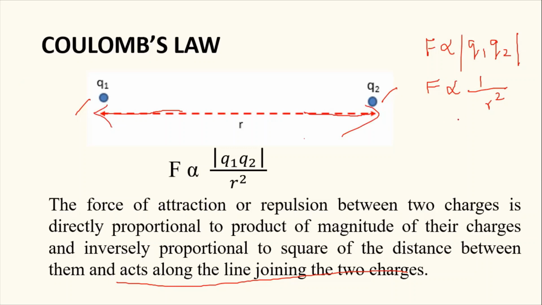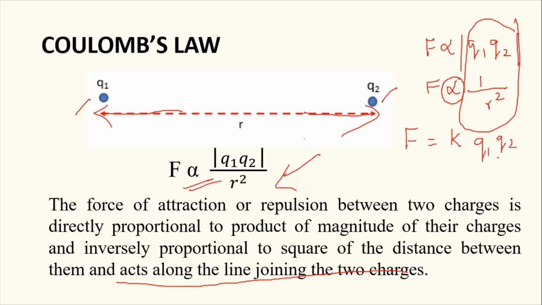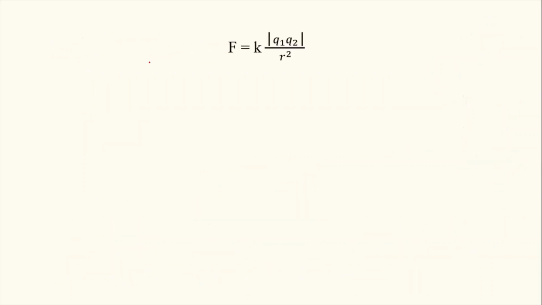Now this proportionality can be removed by using a constant, known as the constant of proportionality. Here we call it Coulomb's constant. So this can be written as F equal to K into, combining these two, a single expression: K Q1 Q2 upon r square. This is the scalar form of Coulomb's law. That also you should keep in mind.